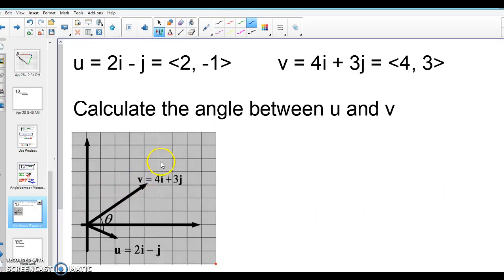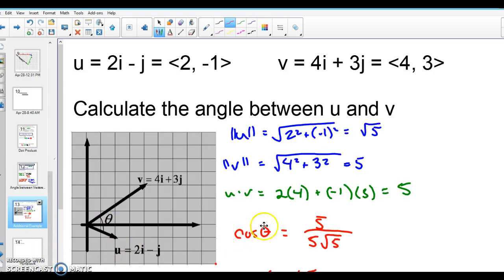Okay, here is an example. I'd like you to pause the video for a minute and try this one on your own. You have u and v, so calculate the dot product, magnitudes, and then the angle between those two, and see if it seems reasonable based on what the angle actually physically looks like. Okay, when you're ready, check your answers with mine.